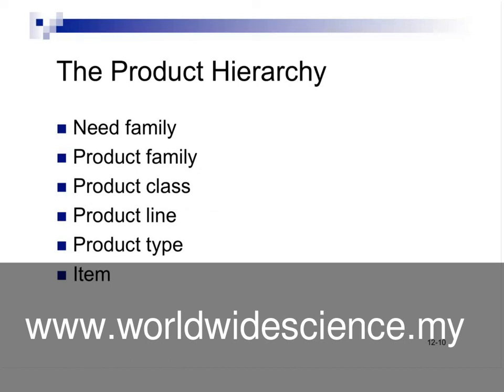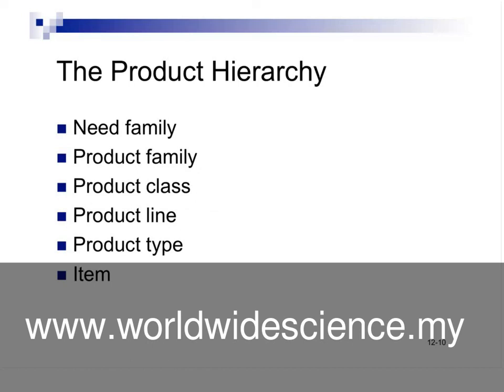At each and every stage, you have to have a certain marketing strategy. First, you need to target the need family, the product family, the class, the line, the type, and the item. For every single one of them, you need some marketing. So it's definitely necessary to know the hierarchy of your product so you can market it properly to the right customer. When the customer gets that product, he or she knows exactly what they are getting, and you are able to communicate with your customer that way.